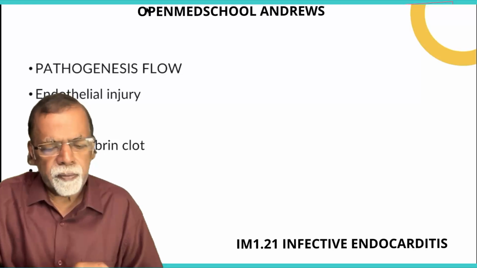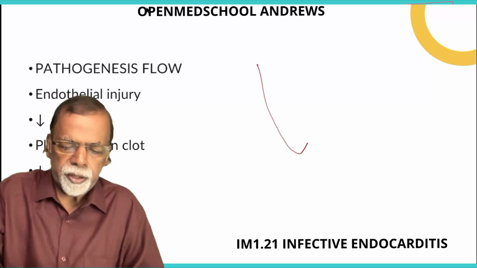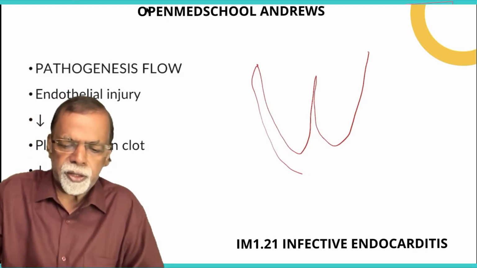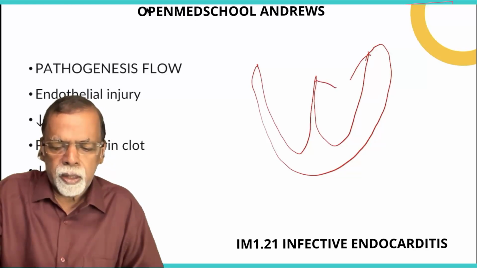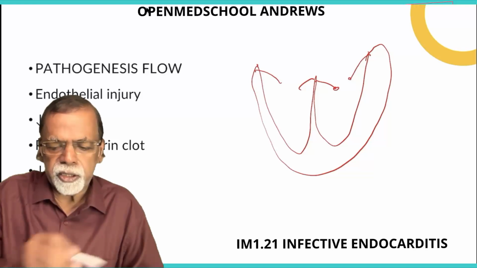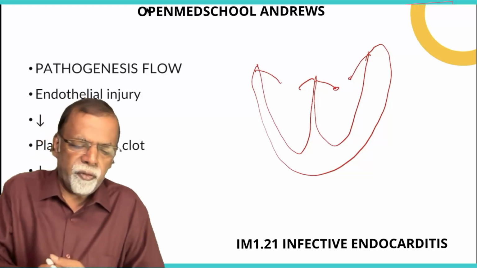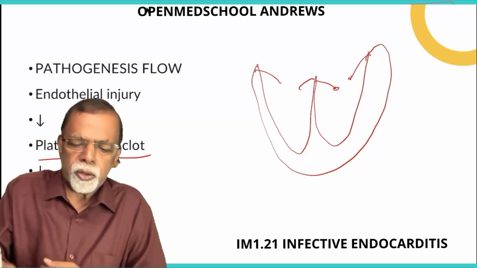What is the pathogenesis? There should be an endothelial injury. This may be due to hemodynamic factors. If the valve is already abnormal, definitely there is already an injured area, where the fibrin platelet clot occurs.